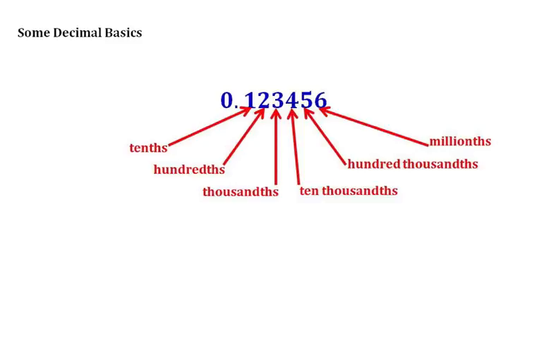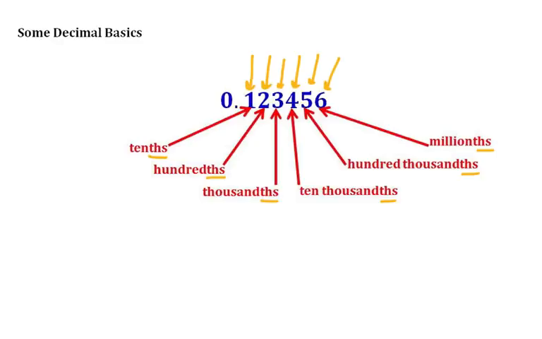In this example, 0.123456, 1 falls in the tenths place, 2 in the hundredths place, 3 in the thousandths, 4 is in the 10,000th place, 5 is in the 100,000th place, and 6 is in the millionths place. So one key observation is that decimal place values end in "th" to differentiate them from place values to the left of the decimal point.